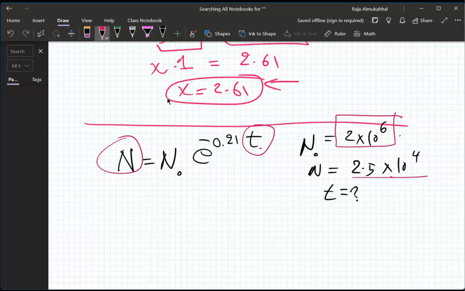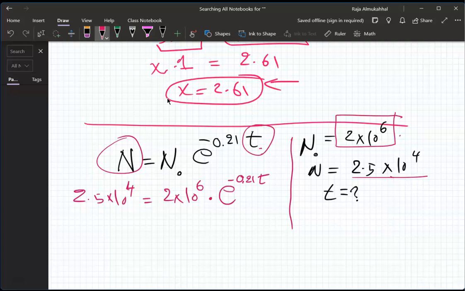So what you want to do first is put all these numbers in the formula. What I have in here is 2.5 times 10 to the 4th equals 2 times 10 to the 6th times e to the minus 0.21 t. And I want to solve for t. As you can see, the unknown here is an exponent. It's a power. So I have to use logarithms.